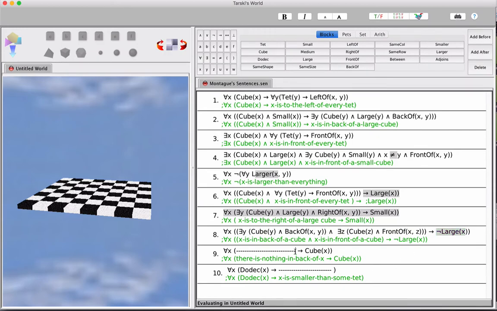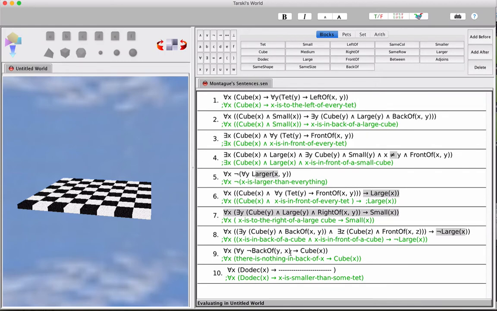All right, second to last exercise. There is nothing in back of X, right? So nothing in back of. So for every Y, it is not the case that nothing is in back of X.